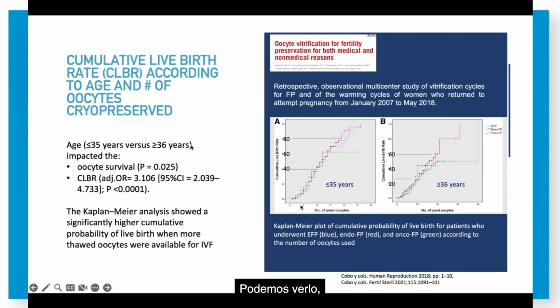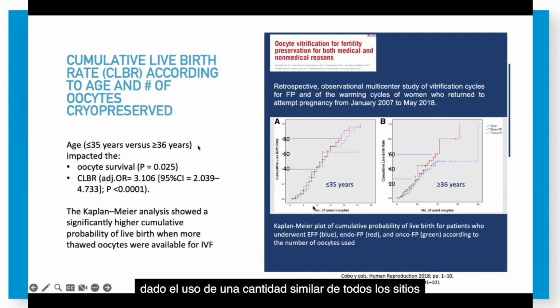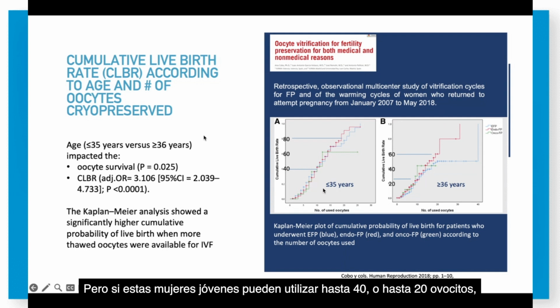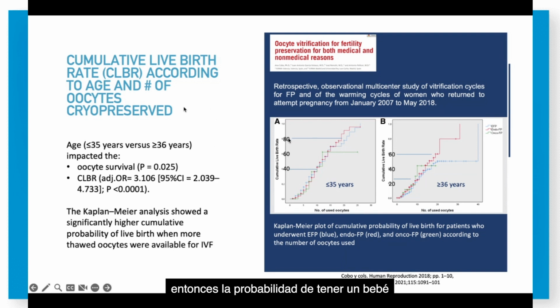We can see that, given the use of a similar amount of oocytes in women categorized according to age, the probability of having a baby over time is basically the same for the three groups. That is, if a woman thaws around 10 oocytes, the probability of having a baby would be around 40%. But if these young women can use up to 20 oocytes, then the probability of having a baby over time would be around 80%.